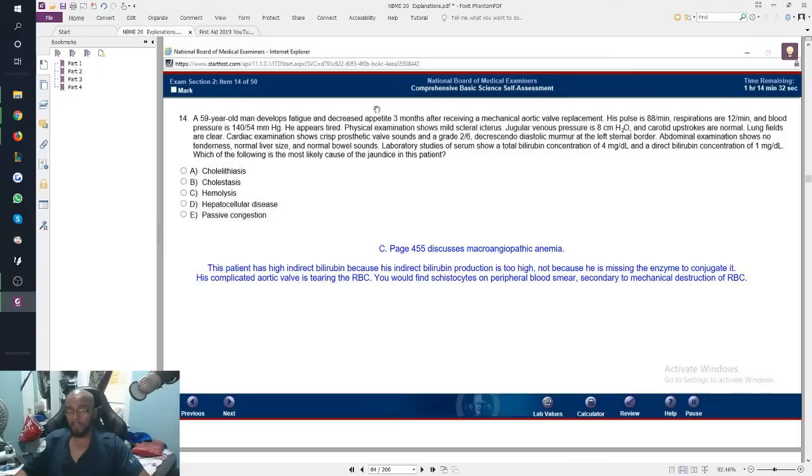So if you see a question that keeps going on and on and on and gives you mad information, make sure you revisit what the real problem was. Why did the patient come in? Right? The patient came in because of a mechanical aortic valve replacement, and that's the key point to focus on. Not focus on the amounts of bilirubin or his carotid upstroke or any of that other stuff.